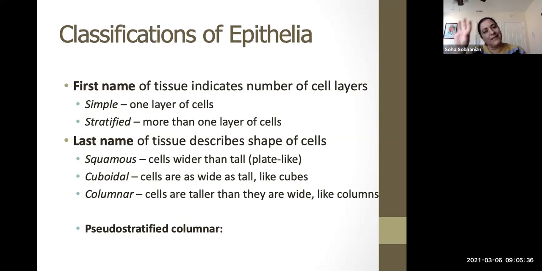Then you have this extra category, which is called pseudostratified columnar, which simply put means they appear to be multiple layers of columnar cells on top of each other. But what does the word pseudo imply? When you hear the word pseudo, what does that mean?